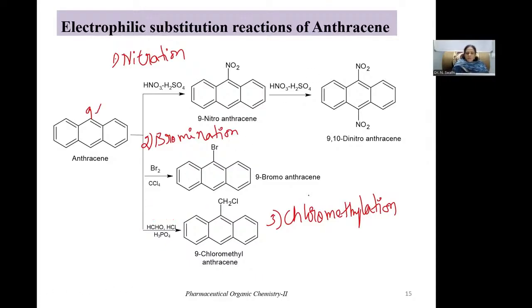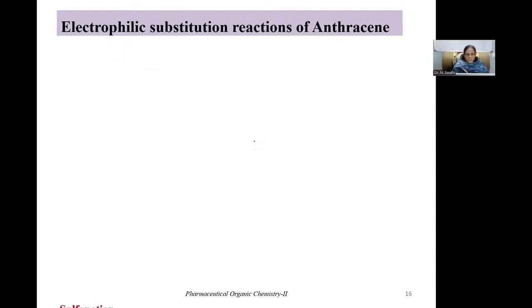So nitration, bromination and chloromethylation of anthracene are a few examples of electrophilic substitution reactions of anthracene where the generated electrophile prefers to attack at the 9th position. Okay, so other than these reactions, anthracene also undergoes sulfonation and Friedel-Crafts acylation reactions where the point of attack will be a little different. Now let us consider those reactions.